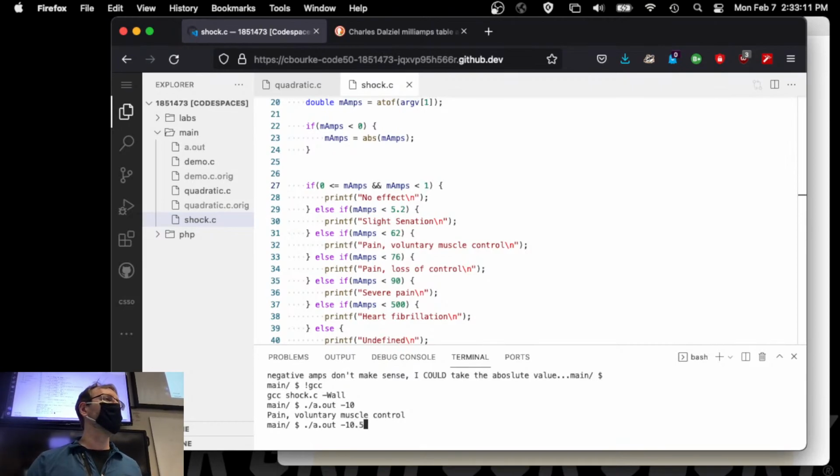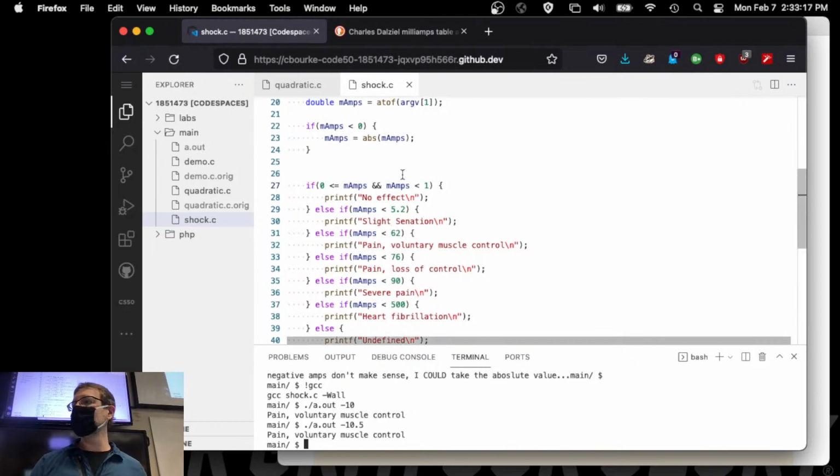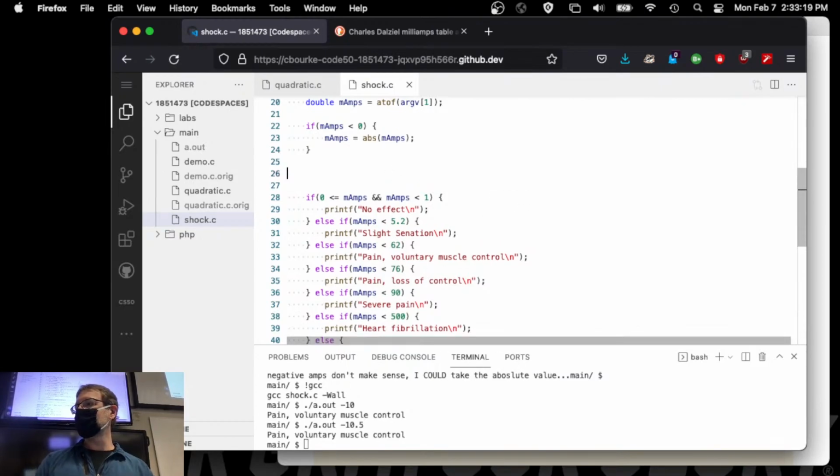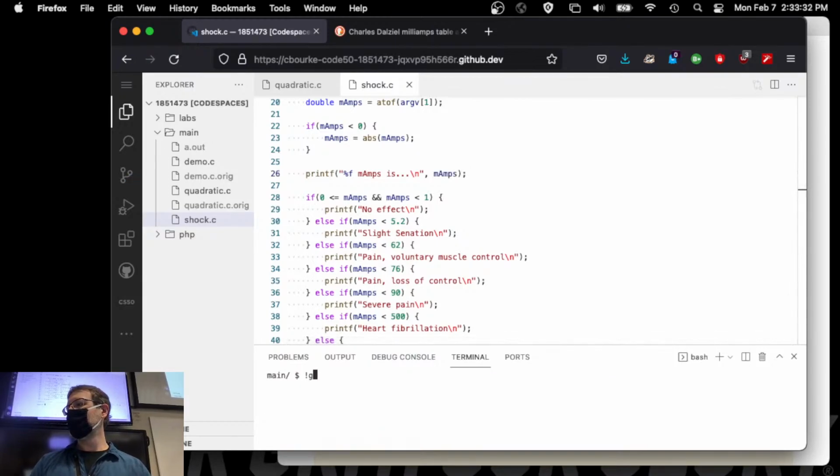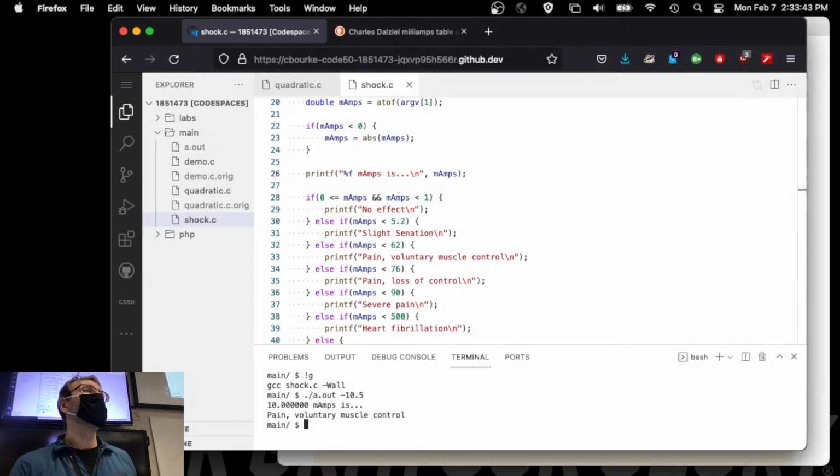Negative 10.5. Same, but for the wrong reasons. Let's go ahead and change this so that printf prints %f milliamps, and then we'll print out what we actually read here, amps. All right, negative 10.5. So I should read in positive 10.5. M amps is, and then that slight pain. Do you see 10.5 there, though? What happened?